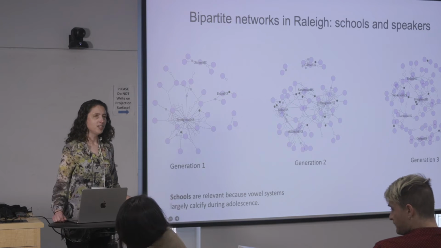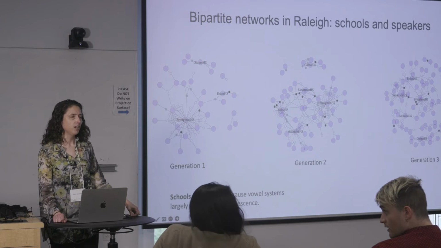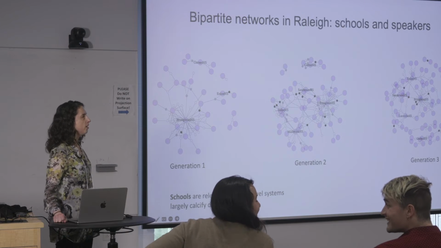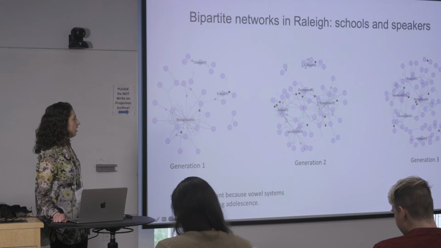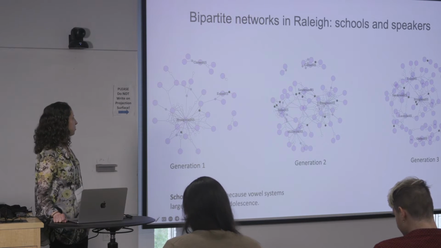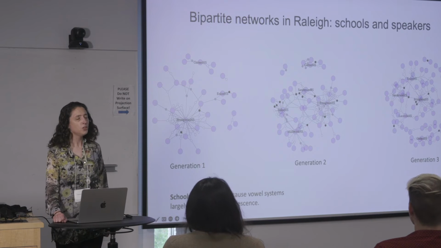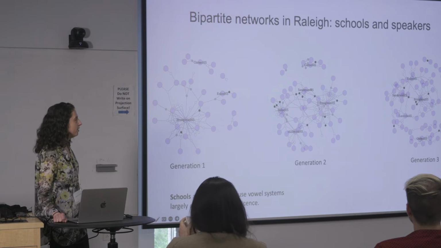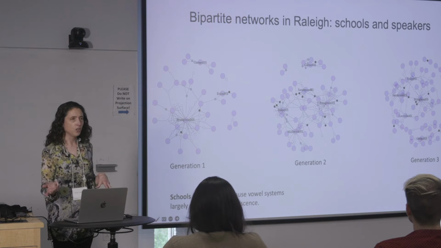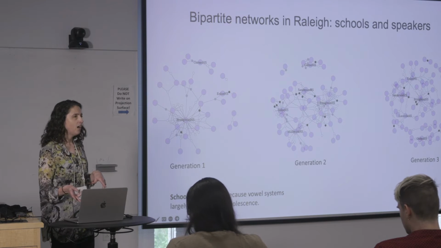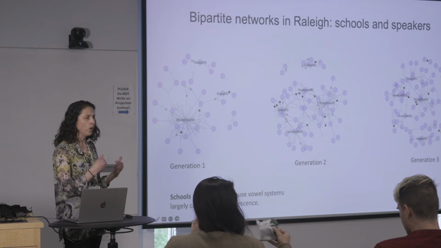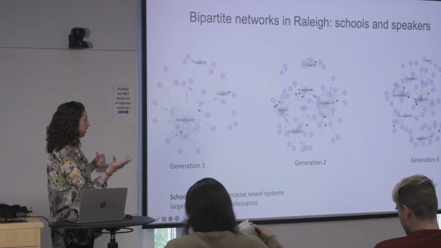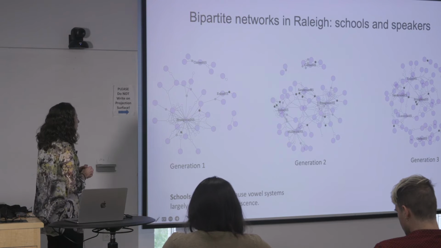And the networks that I'm using are bipartite networks of schools and speakers. So in these graphs, you've got 3 generations of schools and speakers. The bigger circles, the bigger nodes, are schools, and the smaller nodes are speakers. Speakers are colored by these very broad socio-economic characteristics like white collar and blue collar and a kind of in-between group.